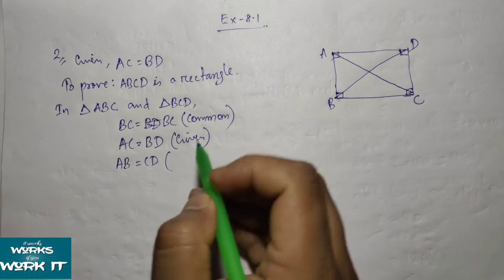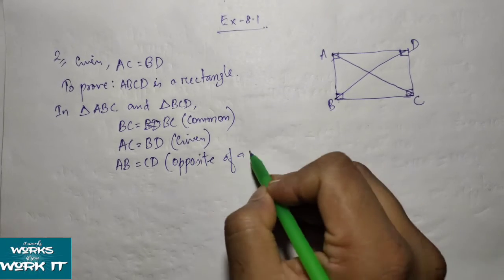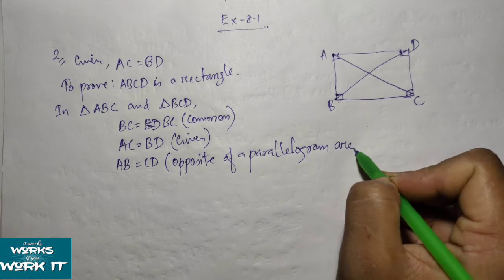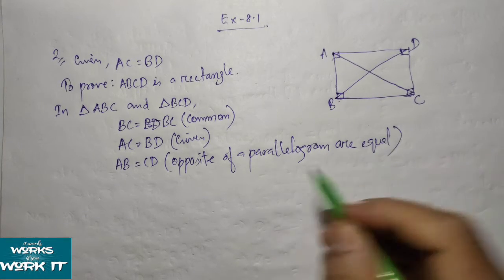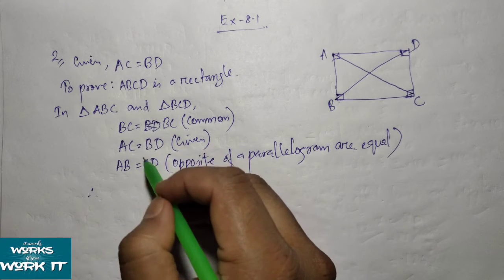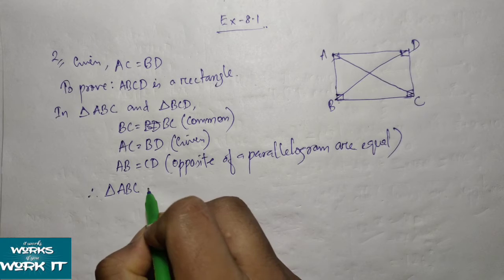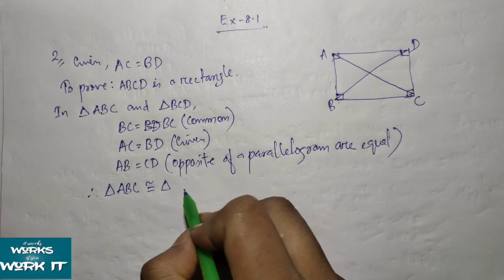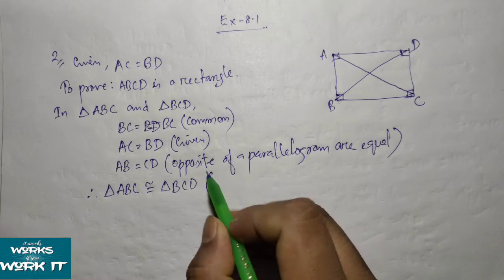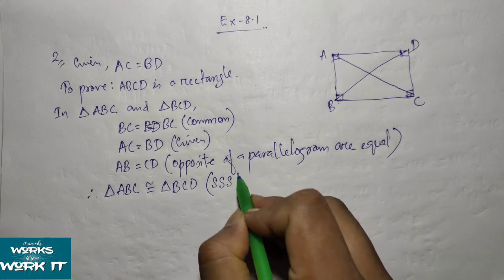AB equal to CD. Why? Because opposite sides of a parallelogram are equal. We have already got this in the property of the parallelogram. So therefore we have got three things equal. So we can write triangle ABC is congruent to triangle BCD. What criteria can we write here? We have used the three sides that were equal, so it will be SSS criteria.